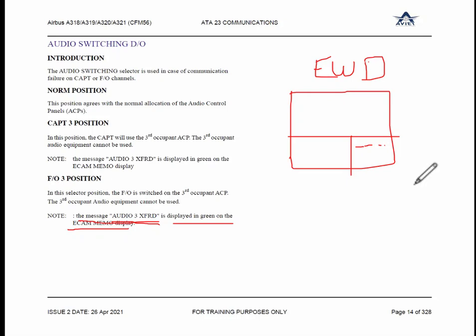What does it mean? The third occupant audio ACP cannot be used. The third occupant audio equipment cannot be used. Yes, because if you transfer it, that means it is already transferred.